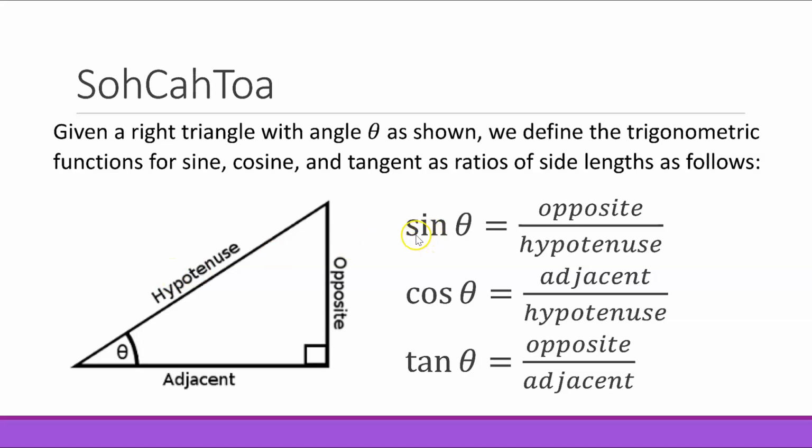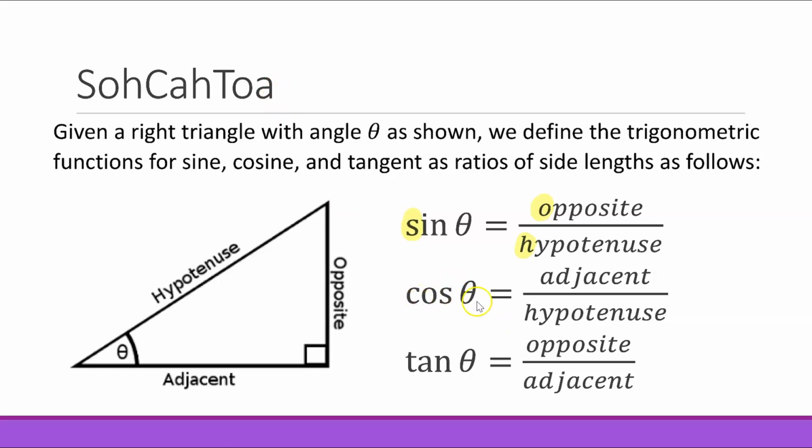We define sine of the angle theta to be equal to the ratio of the opposite side length over the hypotenuse length. So sine is opposite over hypotenuse. That's S-O-H. That's the SO part in SOHCAHTOA.